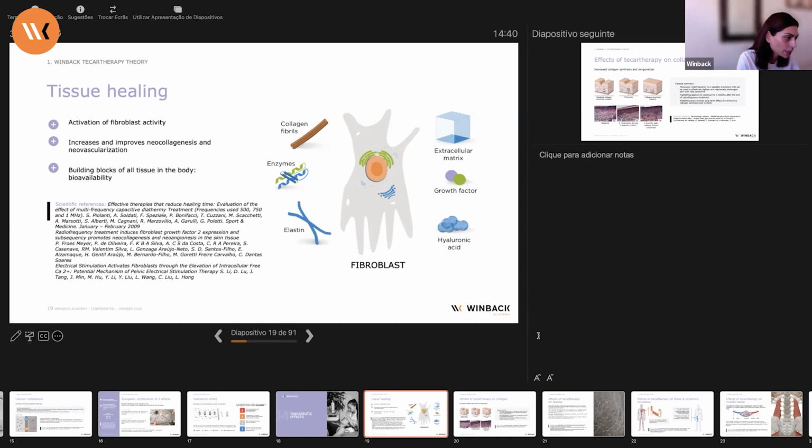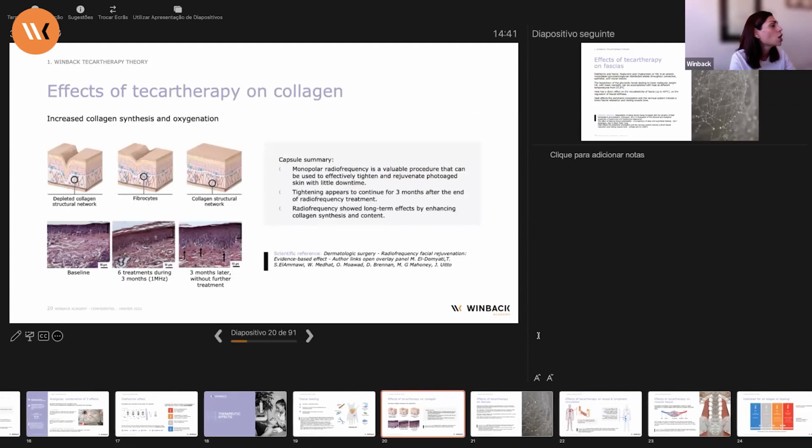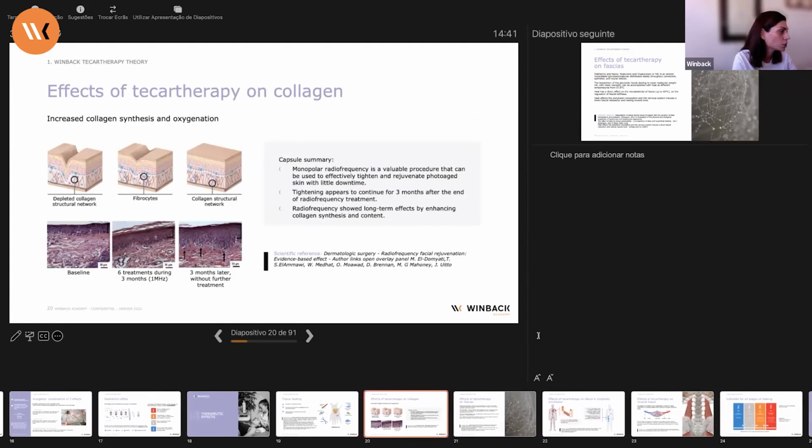You take the cell and you put the enzymes working for you, the elastin fibers, the collagen fibers, all the components of the extracellular matrix. You stimulate the growth factors and you work with the hyaluronic acid. Like that, you can get new tissue, new cells, and the healing. The effects of the Tecar therapy on collagen: it basically increases the collagen synthesis and the oxygenation, but it also gets a better quality of the collagen that you already have in your cells.